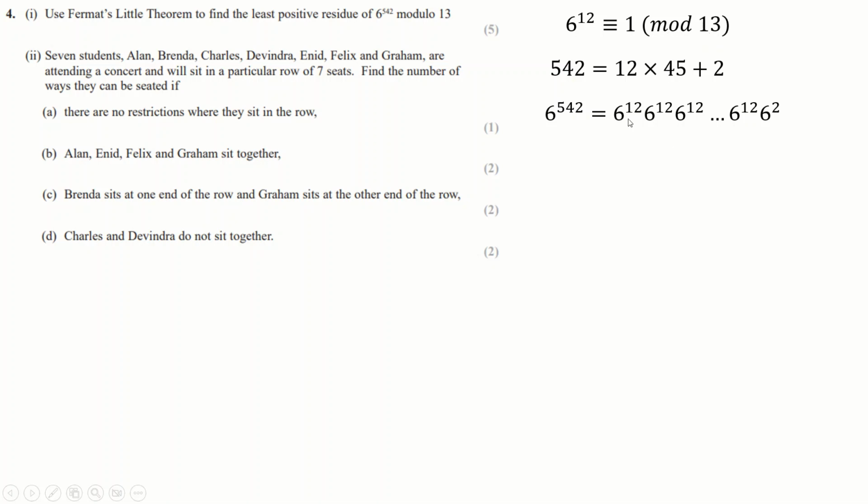But congruent mod 13, all of these just go away. If you just take mod 13 of this, that's a 1, that's a 1, that's a 1, that's a 1, which from here. So this is just 1 times 1 times 1 times 1 times this. So that's just congruent to 6 squared mod 13.